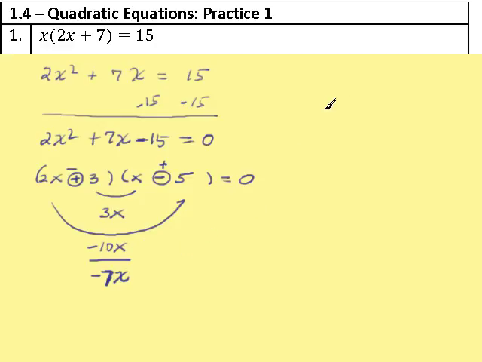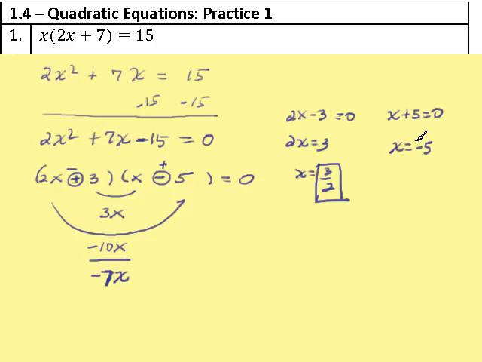Finally, we're going to set each factor equal to 0 to finish solving. So we have 2x minus 3 equals 0, and we have x plus 5 equals 0. Solve this little equation, 2x equals 3. Now divide by 2, and x equals 3/2 is one solution. And here we just subtract 5. x equals minus 5 is the second solution.